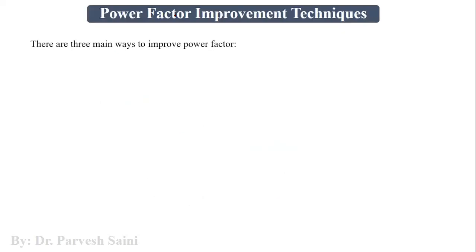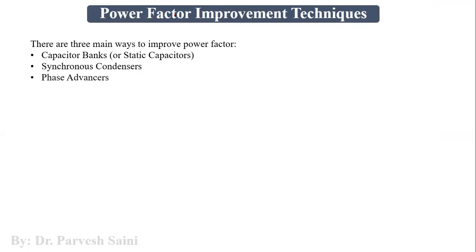Now, how we can improve the power factor? This is the next thing we will discuss. Okay, so there are three methods by which we can improve the power factor of an electrical system. And the first is we can use the capacitor banks or static capacitors, right? We can use synchronous condensers. Synchronous condensers are nothing but the synchronous motors. And then we have the phase advancers also, right? So the first is how we can improve the power factor using static capacitor.